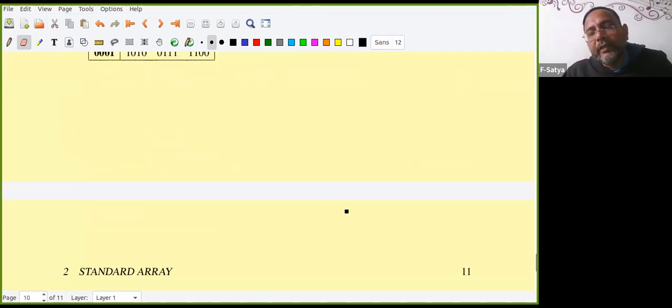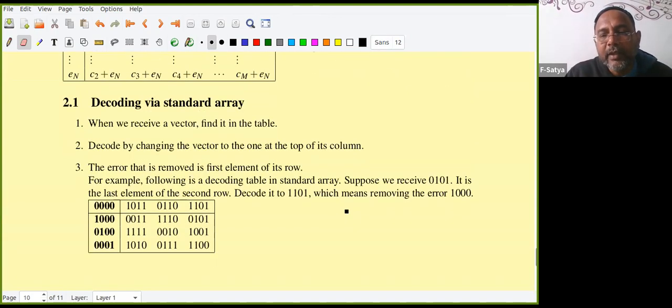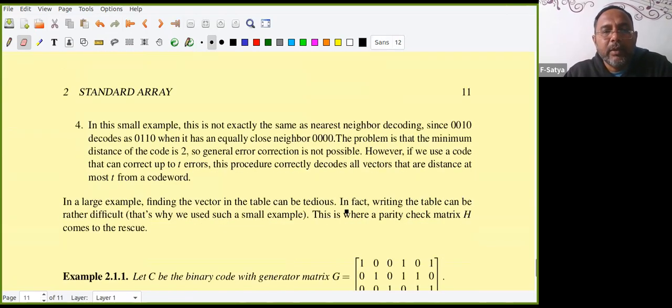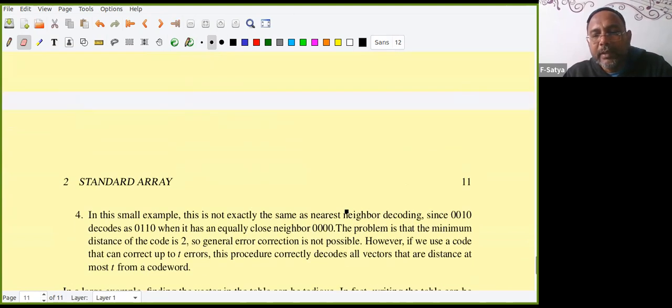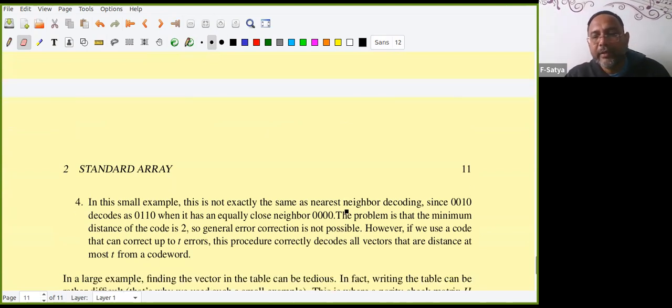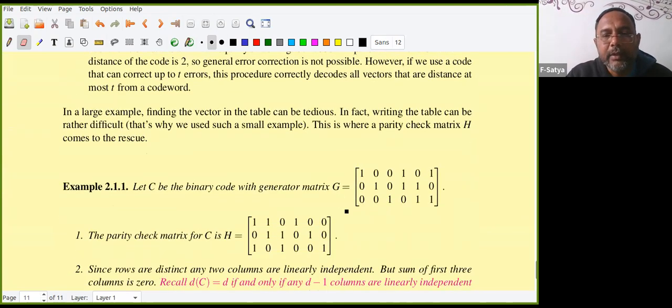But it significantly decreases the decoding time. But still, it is not polynomial time. That's what I want to conclude. In this small example, this is not exactly the same as nearest neighbor decoding, since 0010 decodes differently. In this example, actually, we are not completely corrected. So I gave one example so that you can read later.